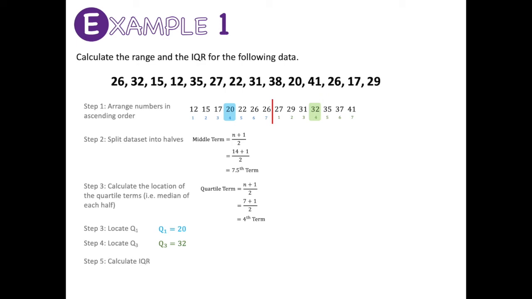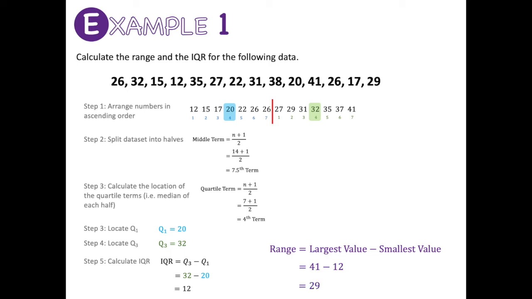So now I go ahead and calculate my interquartile range. So quartile 3 minus quartile 1. So 32 minus 20 is equal to 12. So that's an example of how I can calculate interquartile range. If I wanted to calculate the range, it is equal to the largest value minus the smallest value. So 41 minus 12, which is equal to 29.